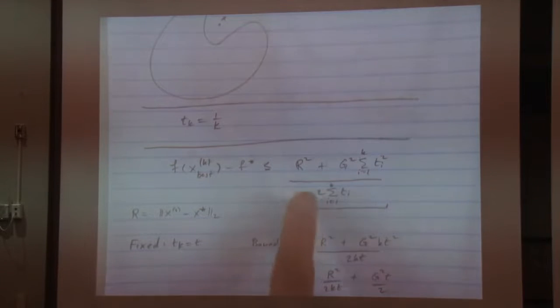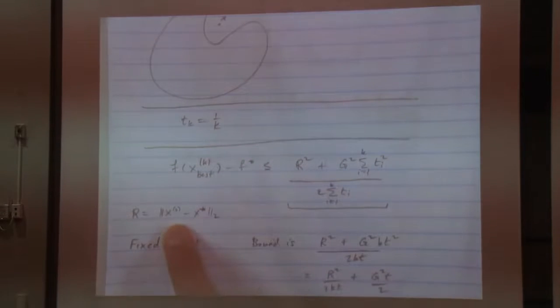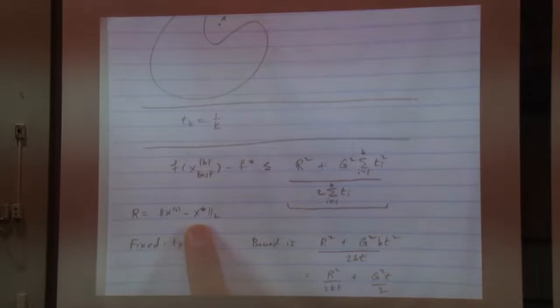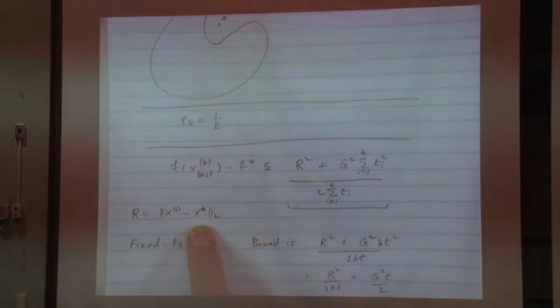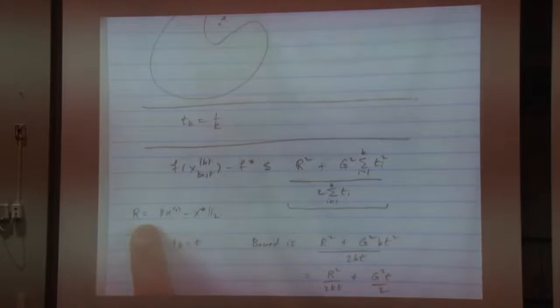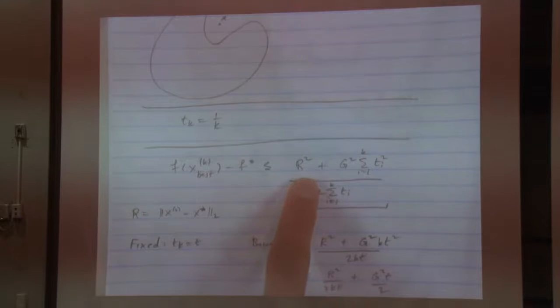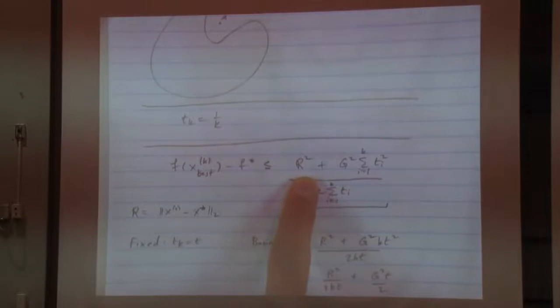Because look at R here. R is the distance between our initial point and x star. We can take R to be the distance between the initial point and any solution. So this bound is valid for any solution x star. So if there are many solutions, R might be smaller than if there's one solution. And so this appearance of R on the right-hand side would be smaller.